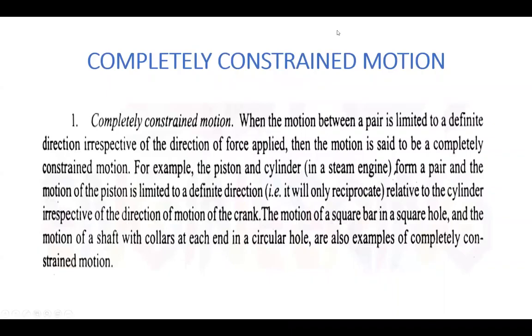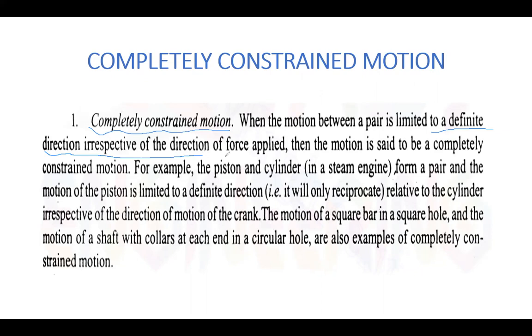First, what is constrained motion? Completely constrained motion. So when the motion between a pair is limited to a definite direction, irrespective of the direction of the force applied, then the body is said to be constrained motion. So there's a definite motion, definite directional irrespective of the forces. So in complete constrained motion, there is a definite direction irrespective of the direction of the force.